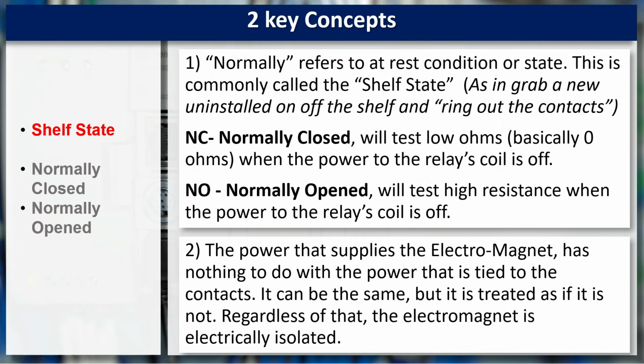It is the first concept you must remember about all relays and relay logic. The other concept is that the power that supplies the electromagnetic coil has nothing to do with the power that is tied to the contacts. It can be the same, but because that is a control's decision and not a standard, you treat them differently because the electromagnet is electrically isolated from the armature and changing contacts.